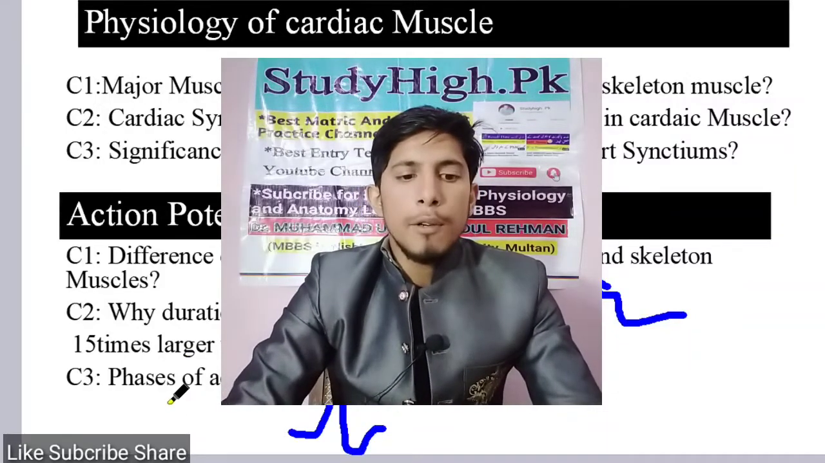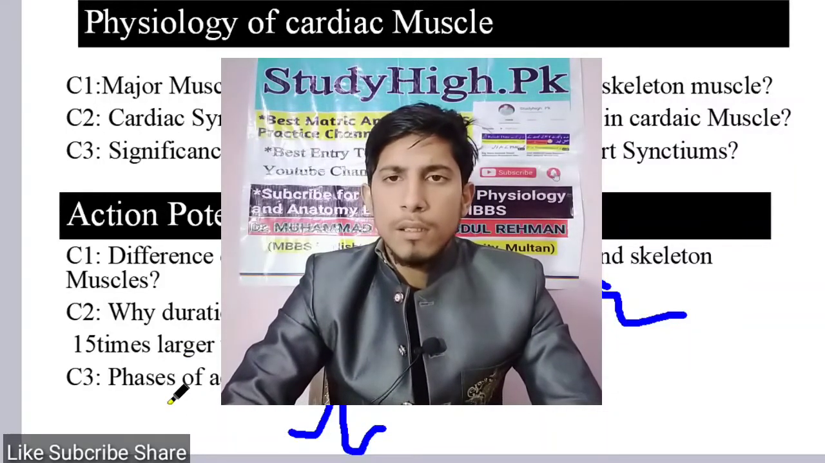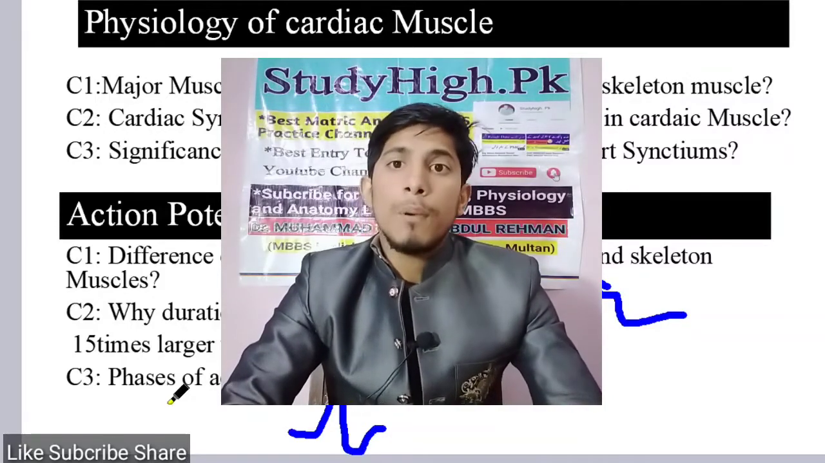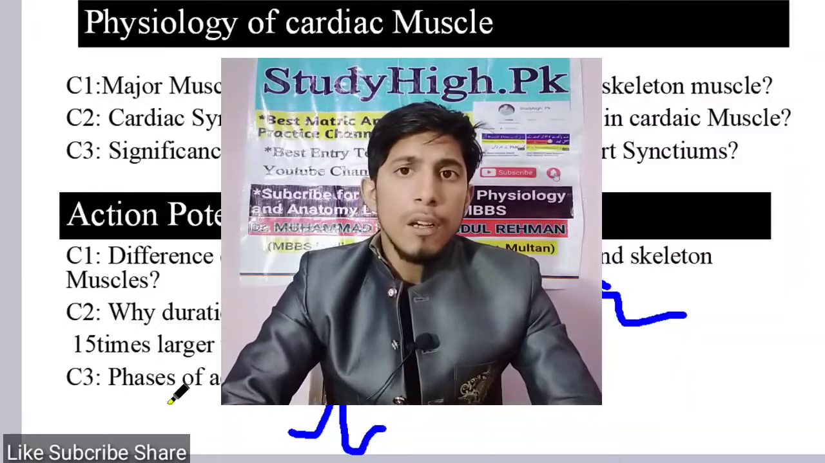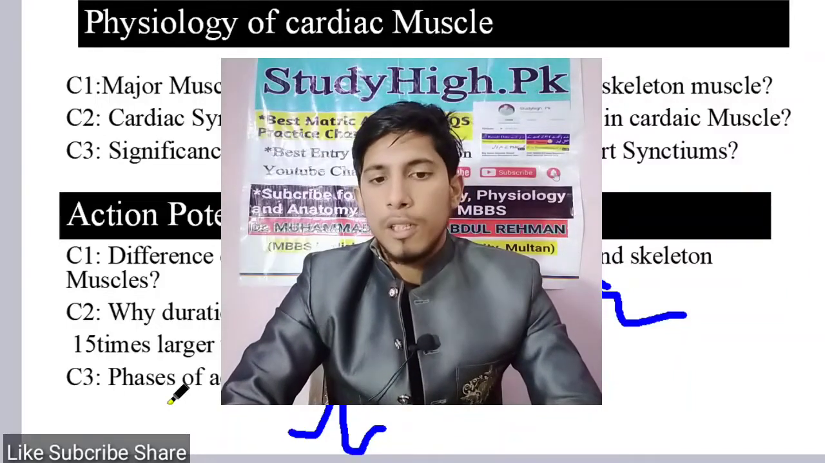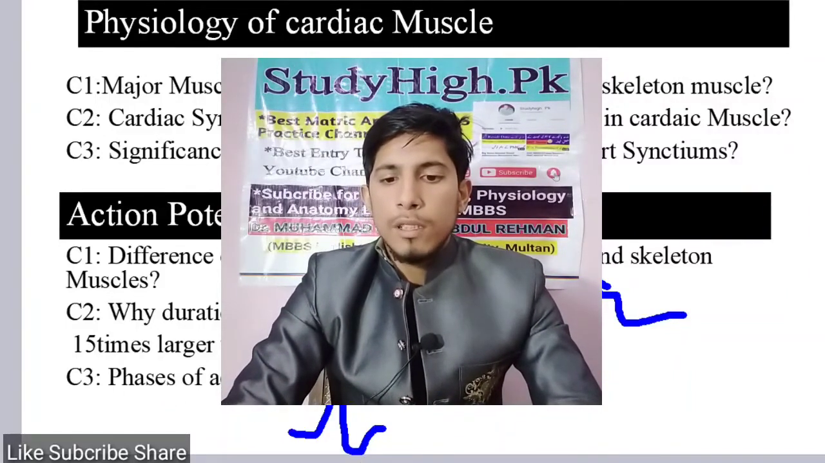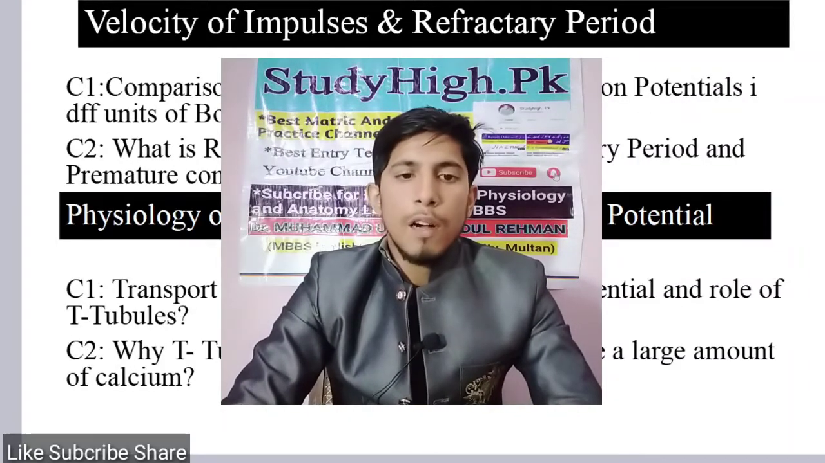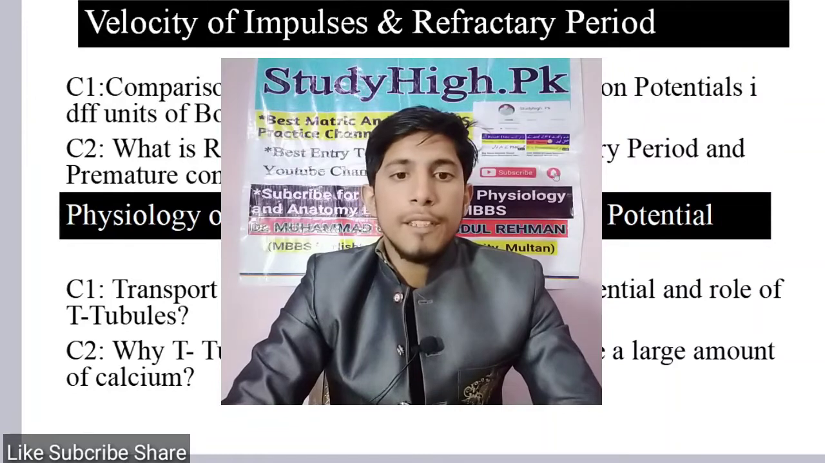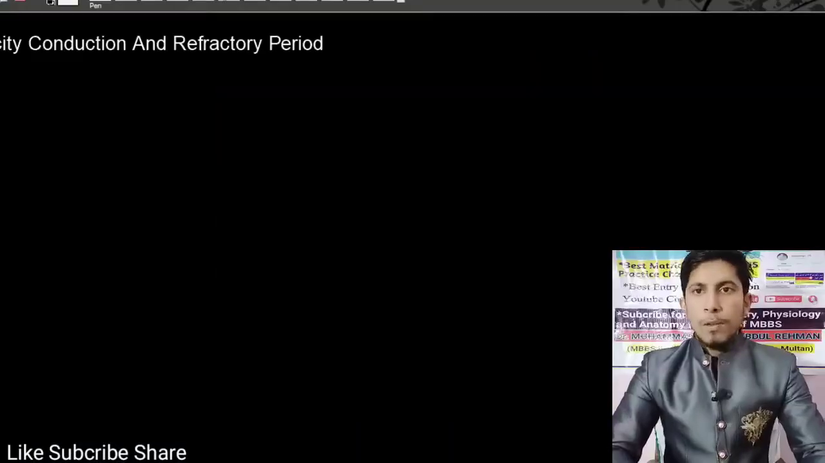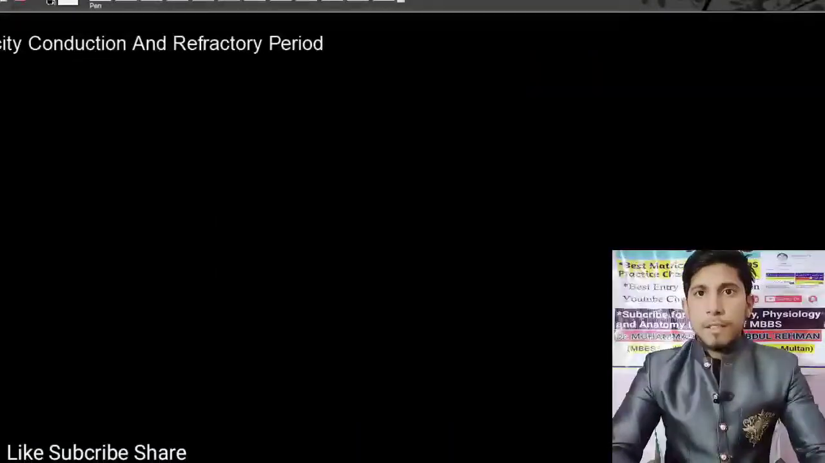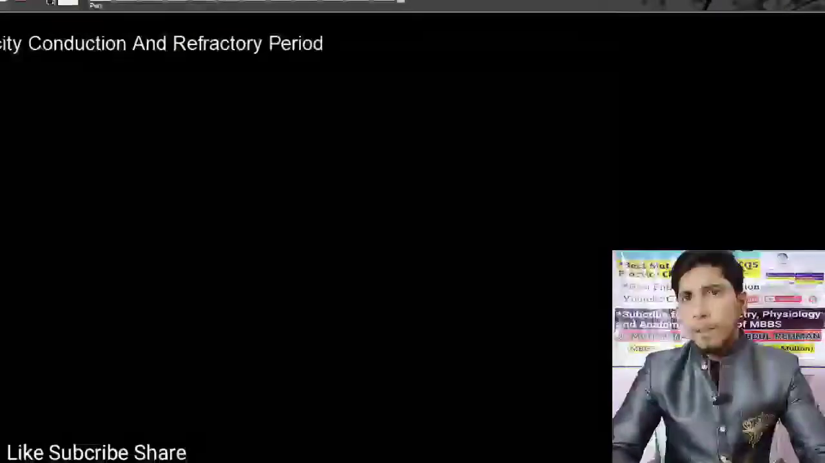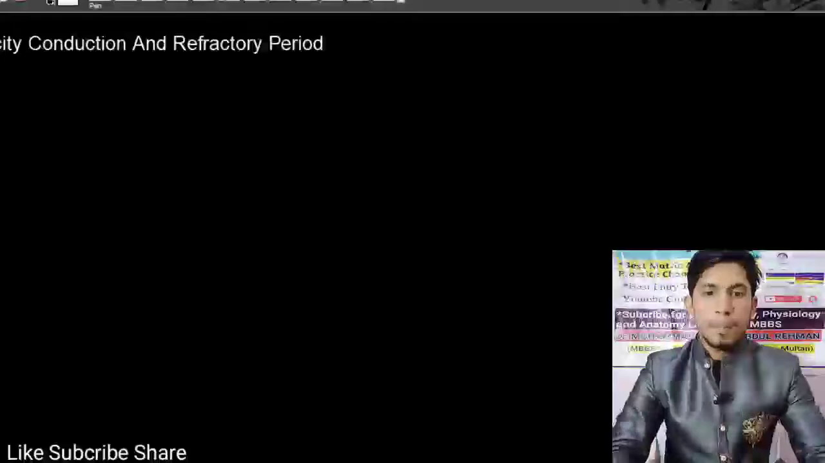And I have also explained the different phases of action potentials of cardiac muscles: rapid depolarization, initial repolarization, plateau phase, and rapid repolarization. These are the different phases of action potential in cardiac muscles. Now we are moving towards our next topic, that is velocity of impulses in cardiac muscle and refractory period. Now we are going to discuss the conduction velocity in cardiac muscles and other types of different units that conduct action potential from one part of the body to another part.